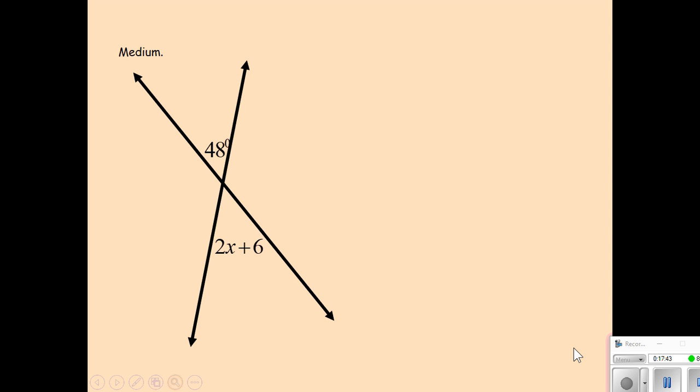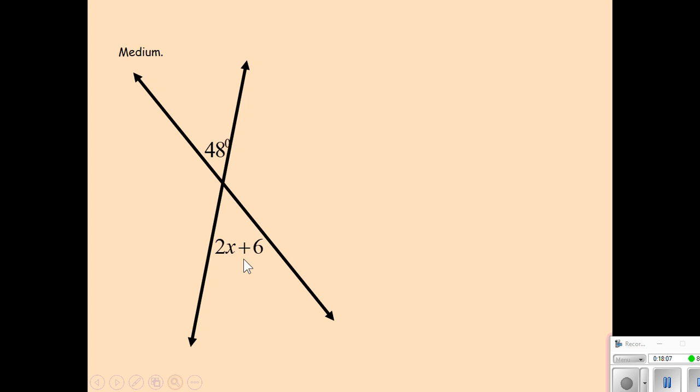A medium level problem might look like this, where we have some more x's floating around. But again, the first step is the same. You have to look at the picture and decide, are these two supposed to be equal to each other, or are they supposed to add to 180? In this case, these are angles across from each other. They're not next to each other. So these are vertical angles. They are supposed to be equal to one another.